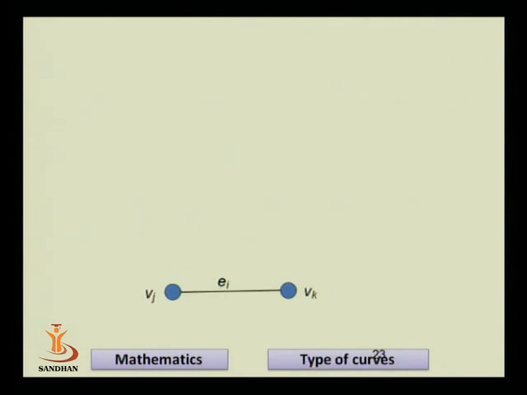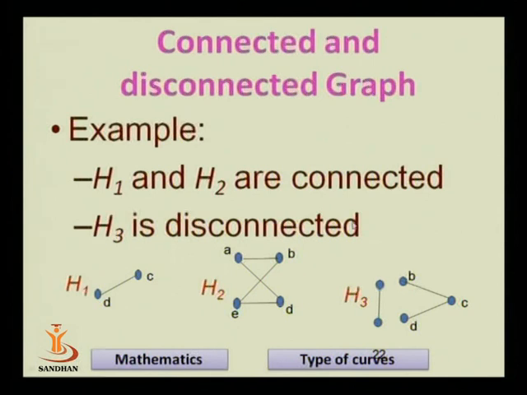A disconnected graph consists of two or more connected subgraphs. Here we take graph S3. This graph S3 is disconnected; it consists of two connected subgraphs. The first connected subgraph is the first component, and the second connected subgraph is the second component.